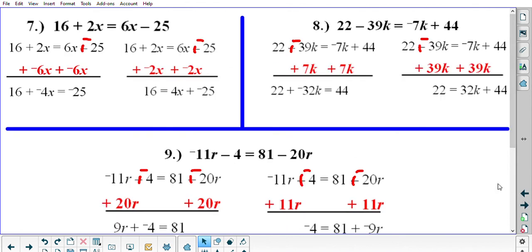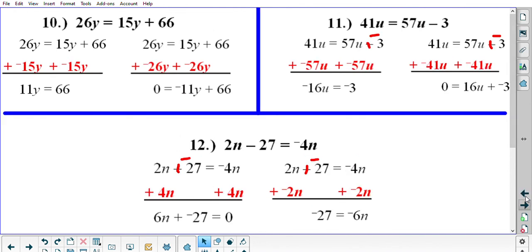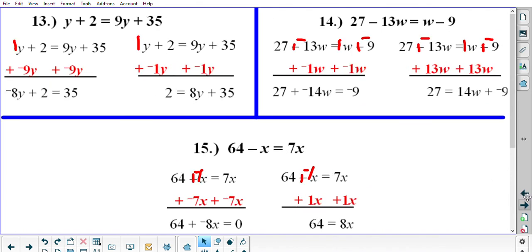Here's 7, 8, and 9. Feel free to hit pause if you need to. Here's 10, 11, and 12. Feel free to hit pause if you need to. Here's 13, 14, and 15.